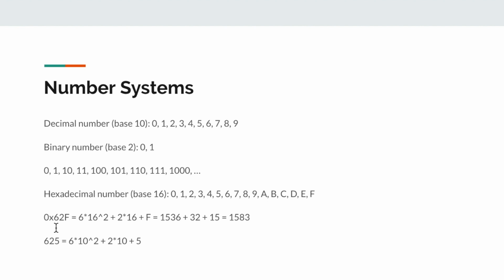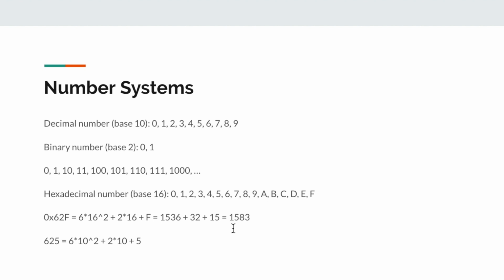So if we want to convert a number from hexadecimal to decimal, we would do the following. For example, if you have a number that's 62F, you would do 6 times 16 to the power of 2, plus 2 times 16 to the power of 1, plus F times 16 to the power of 0. So you will get 1583 in decimal number.